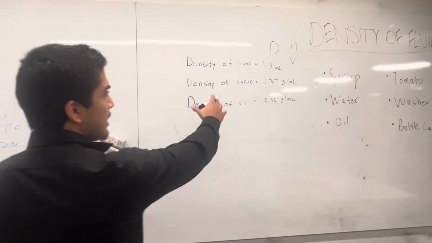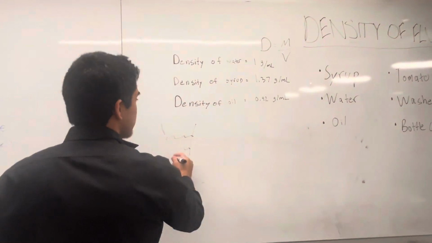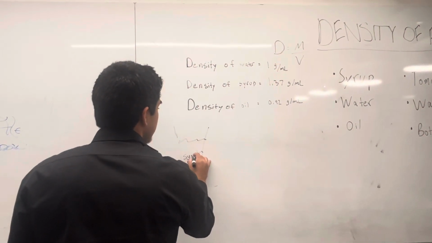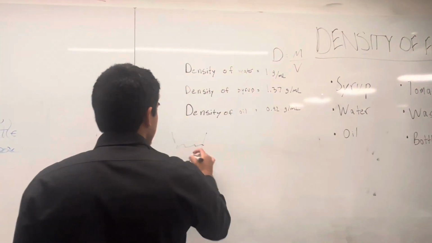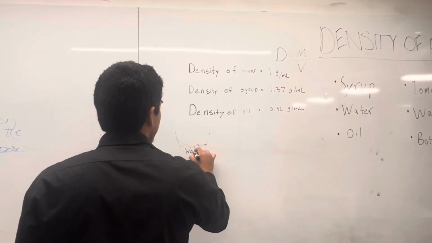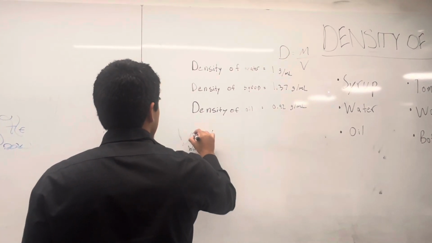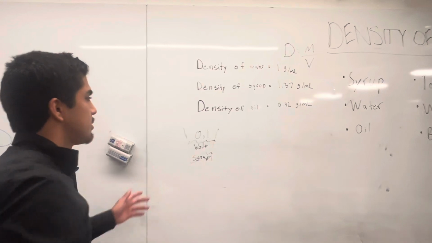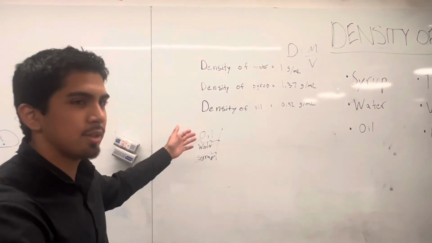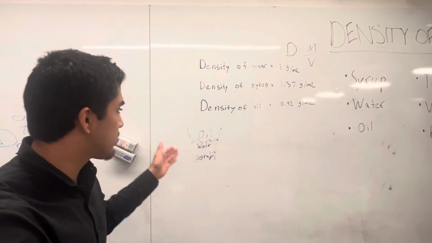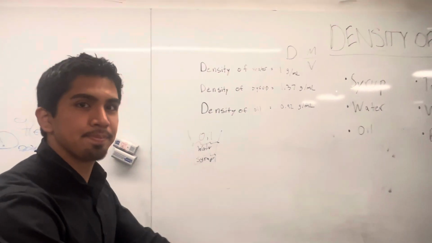So as you can see, the density of syrup is the greatest number out of all 3. So meaning it will be falling in the bottom of the cup. Syrup, and then the following number would be the density of water, which is 1, and the density of oil, which is 0.92. So based on the densities, we're making an assumption that within the experiment of the cup, we think the syrup will be falling in the bottom, water in the middle, and oil on top.